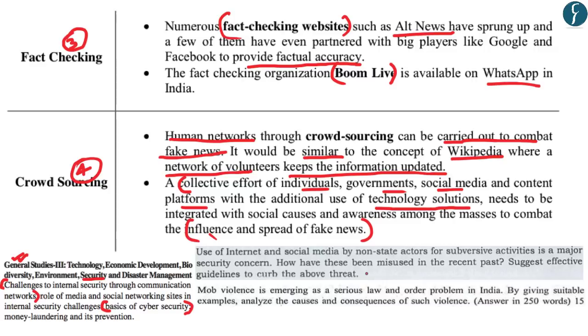Previously, questions have been asked in the UPSC mains examination, when the first question was asked in GS paper 3 in 2016, when the question had asked how the use of internet and social media by non-state actors is a major security concern for India, suggest effective guidelines to curb the above threat. While the second question was asked in GS paper 3 of 2017, which had asked that mob violence is emerging as a serious law and order problem in India. By giving suitable examples, analyze the causes and consequences of such violence.